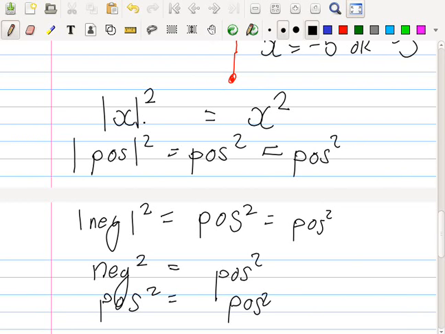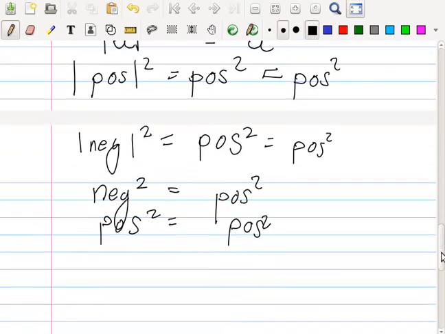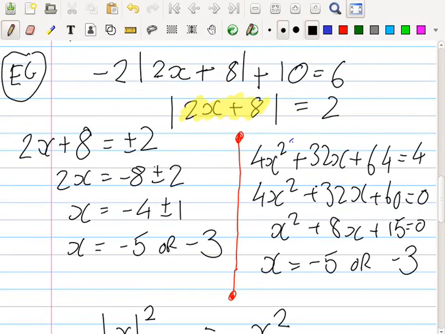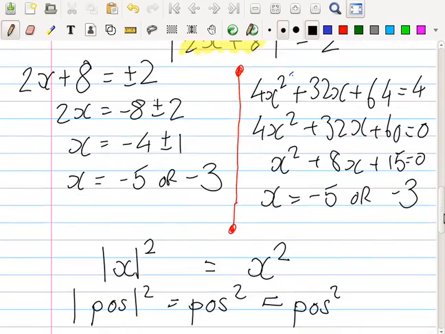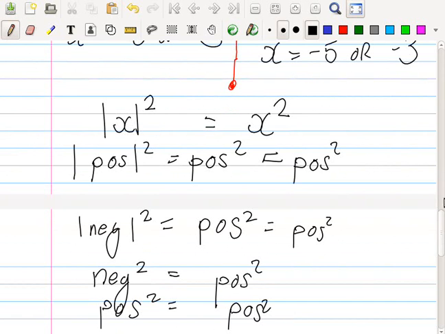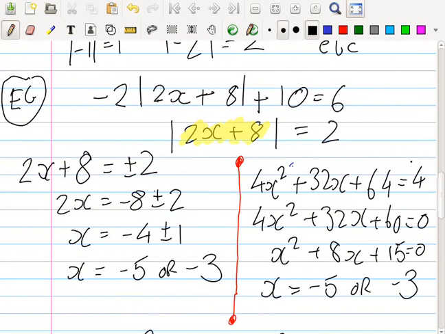Do you know this word from English, redundant? Not necessary. So you don't need an absolute and a square. You just need the square. So you can square away absolutes. Did you write this down? No? Okay. You don't need to write this down. This is just me explaining why it works. So I can put it up underneath as a result. Absolute of x squared is just the same as x squared.